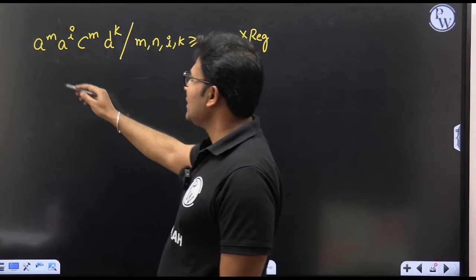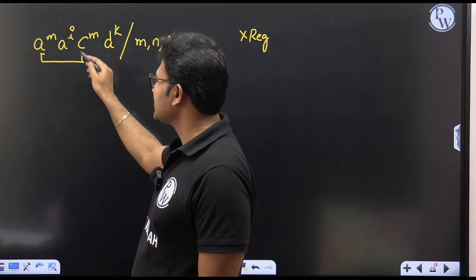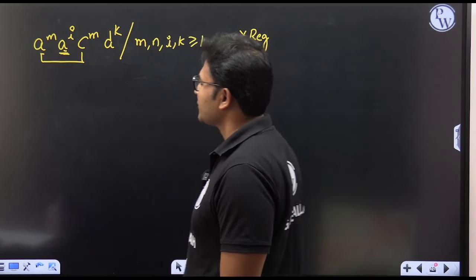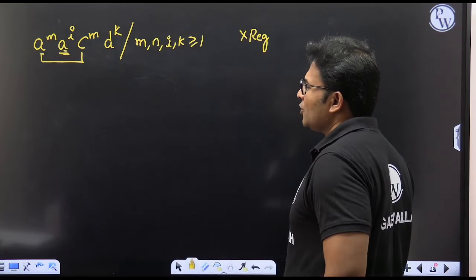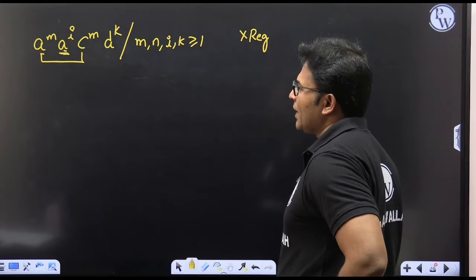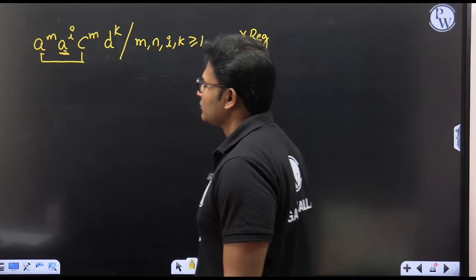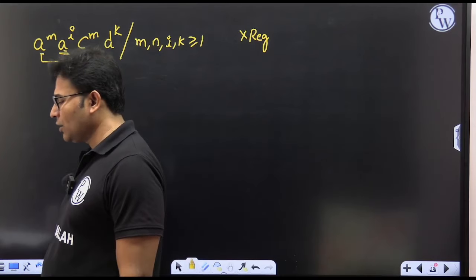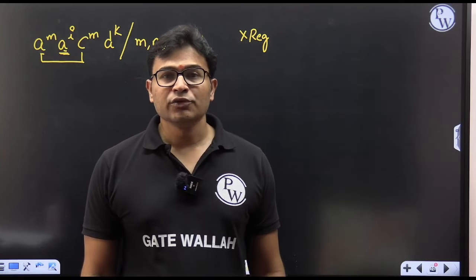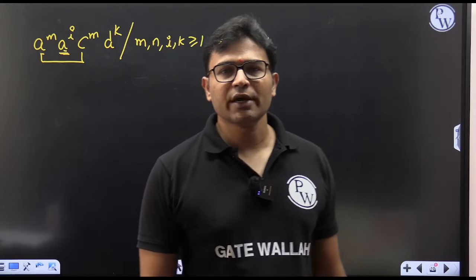See, A's have to be compared with C's, but then in between there are some number of B's. How are you going to do that? That is the question. If you can do it, you can call it a context-free grammar, context-free language. Can you do it? Think about it. There is a small twist in the question. I'm not going to reveal it right away. You think about it first.